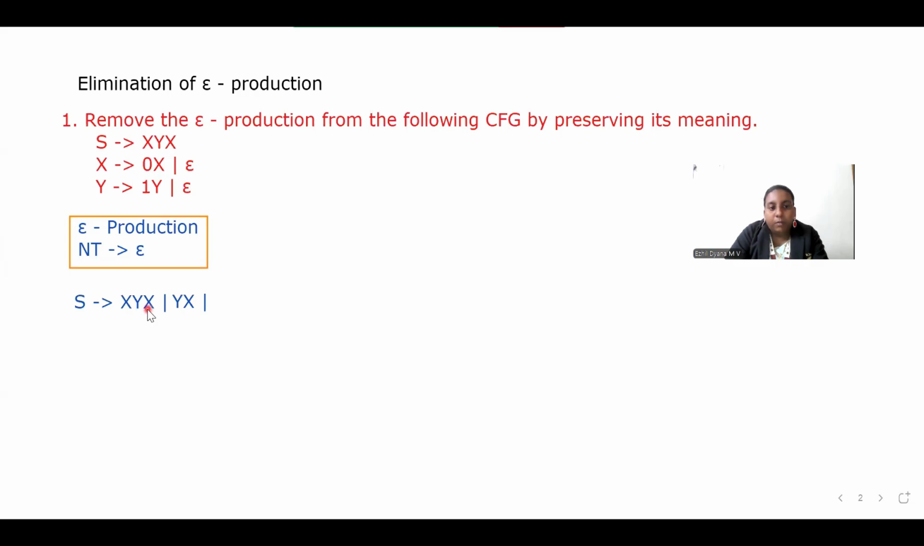Now I'm going to substitute epsilon in place of this y. When I substitute epsilon in place of this y, this y will be replaced by epsilon and I will have xx. I'll have xx as my next production. Since we replaced the first x with epsilon, we got yx. When I replace this y with epsilon, I got xx. Now I need to replace the last x with epsilon. The remaining two terms are x and y. That will be my next production.